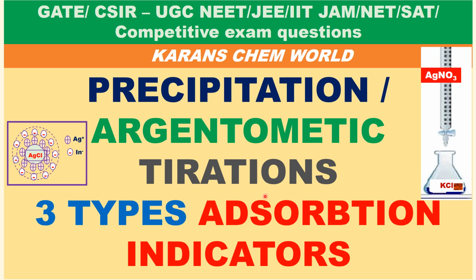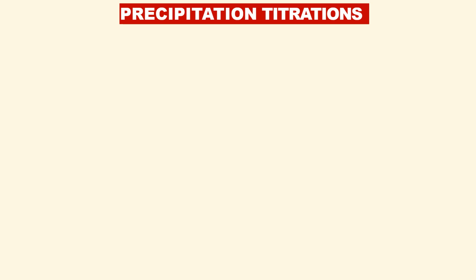In this video, let us see what are precipitation titrations. It is also known as argentometric titrations. There are three types of precipitation titrations. And what are adsorption indicators? Adsorption, it is very important. What are adsorption indicators? We'll see. Okay, now what is the principle of precipitation titrations?